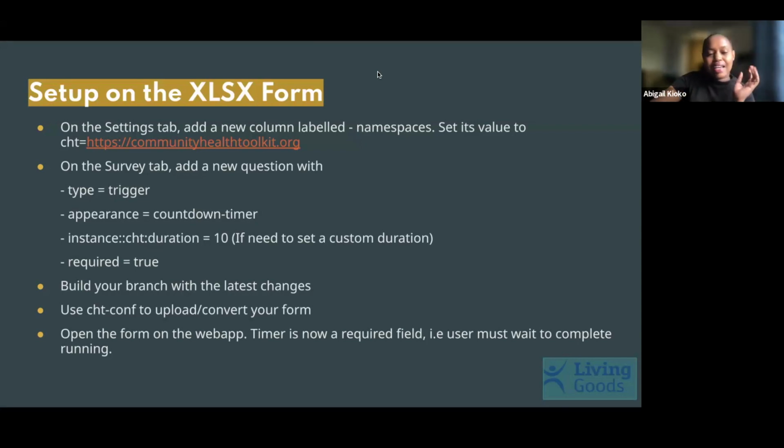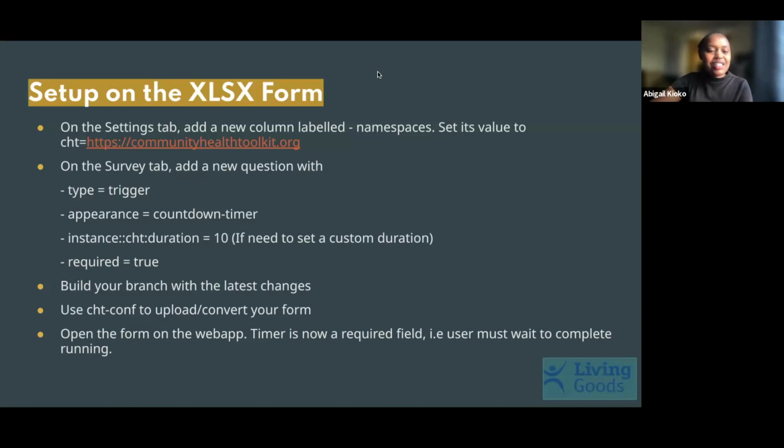Yeah, so what that does is, as an app developer, you might need to add a custom duration for your countdown widget. The default is 1 minute, 60 seconds, but if you need it to run for 2 minutes or 10 seconds, you can actually do that. There's a CHT duration column for you to configure your timer duration. All right. Yeah, and of most importance, everything here is important, but you need to set your required to true.